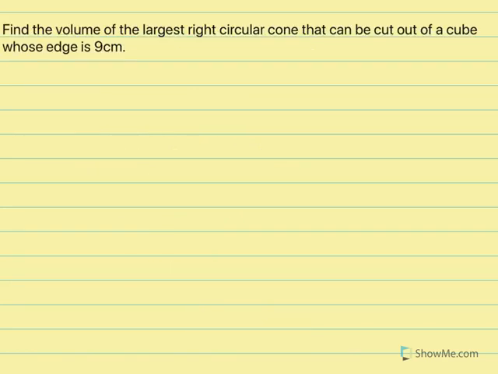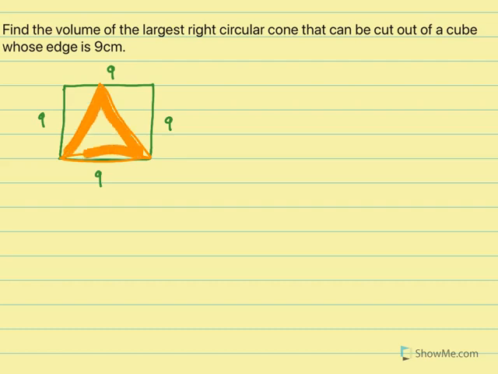Find the volume of the largest right circular cone that can be cut out of a cube whose edge is 9. So here I have a cube, all sides equal, whose edge is 9. This is 9 and 9. And from this cube I am cutting out a cone. So here is the cone. Now for this cone, it is cut out from this cube.